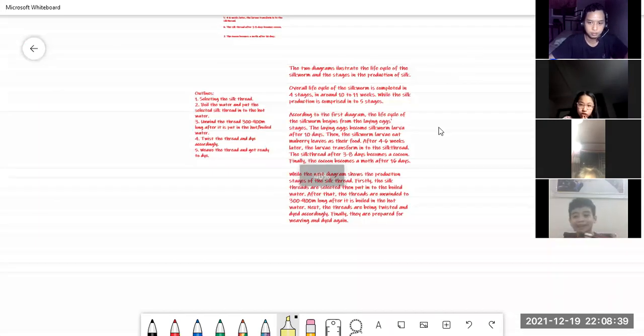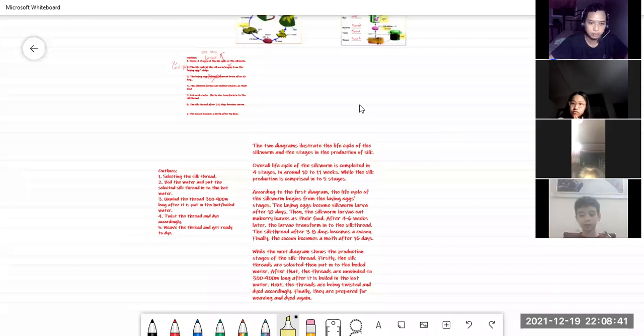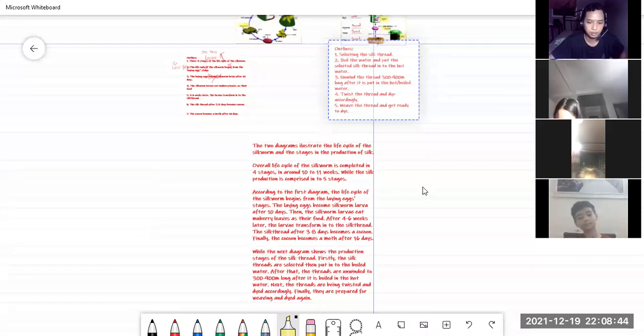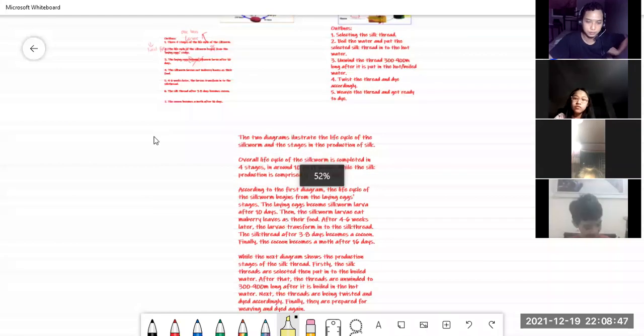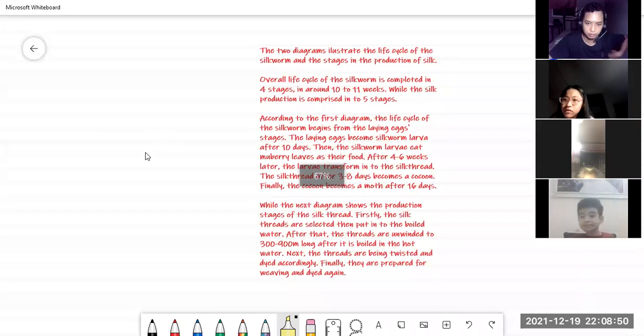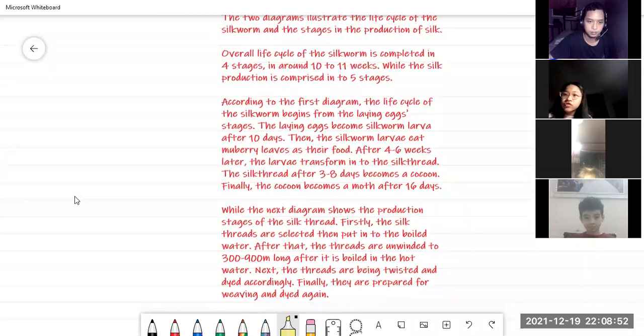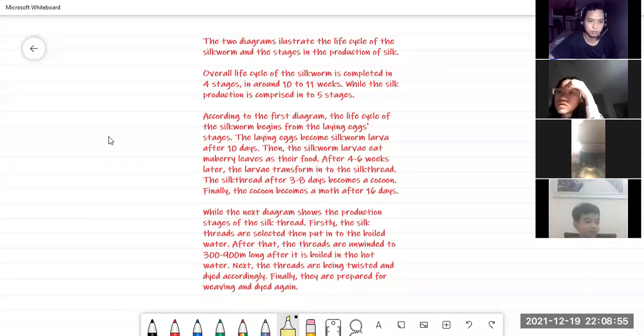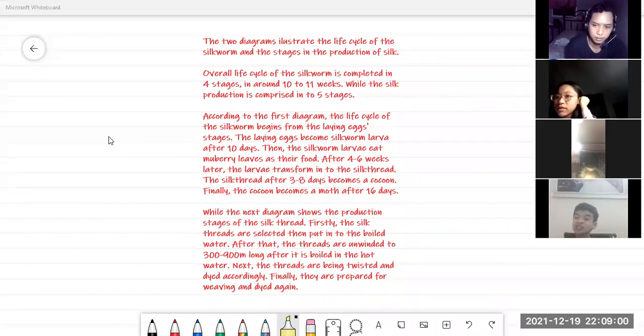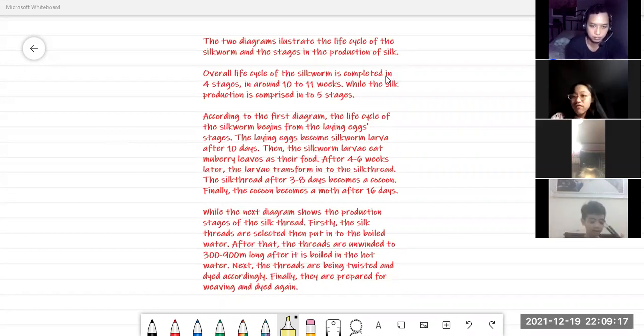Okay, you finished? Very good. Do you want to read from the first now? The two diagrams illustrate the life cycles of the silkworm and the stages in the production of silk. Overall life cycle of the silkworm is completed in 4 stages in around 10 to 11 weeks, while the silk production is comprised into 5 stages.